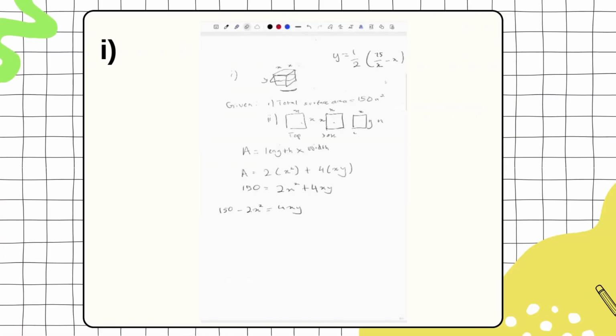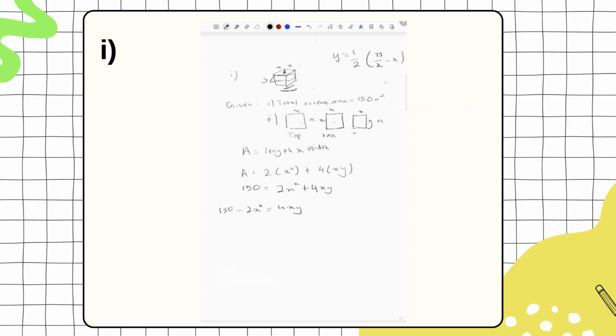The first question is to show that y is equal to half times 75 over x minus x. Based on the question, we have been given the total surface area of the rectangular container is equal to 150 meter square, and it has a square base, meaning x times x, and the base is equal to the top here. And other than base and top, we have x times y for each side. And the area formula for a rectangle is length times width.